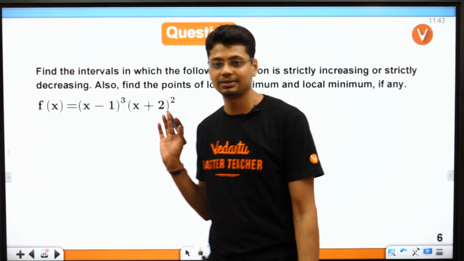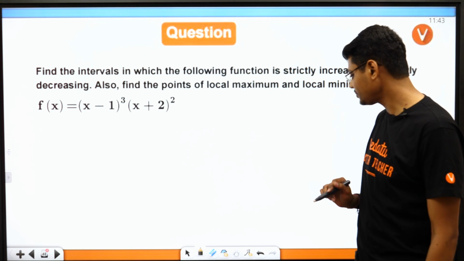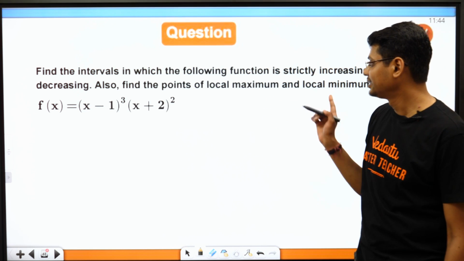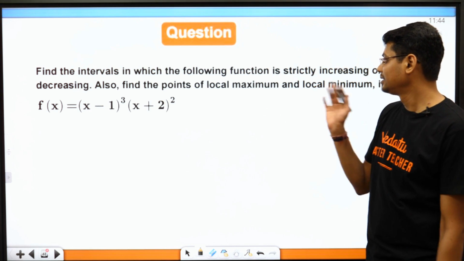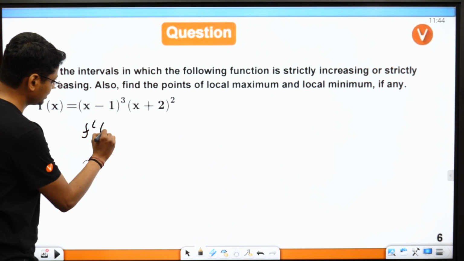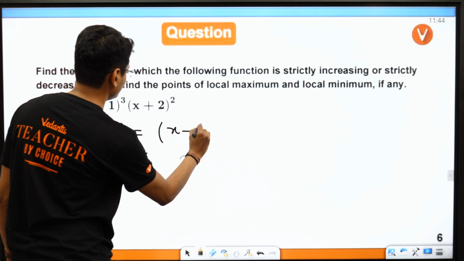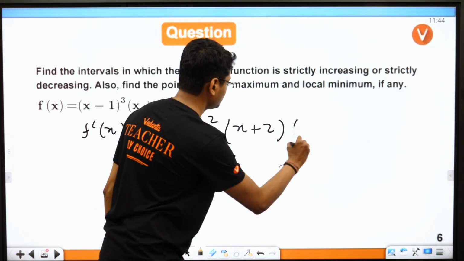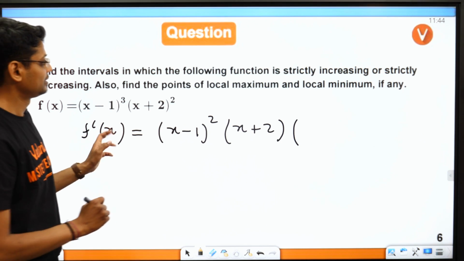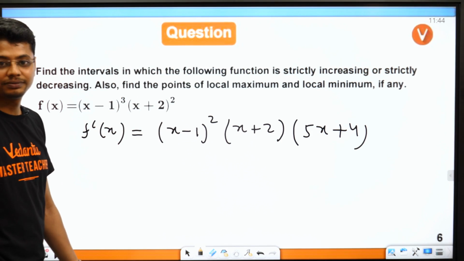Find intervals in which this given function, x minus 1 cube into x plus 2 whole square, is strictly increasing or strictly decreasing, and we have been asked to find points of local maximum and local minimum. So I would go for the first derivative. So first derivative will be x minus 1 square, x plus 2, multiplied by 2x minus 2 plus 3x plus 6, which is 5x plus 4. All right, so this is the first derivative.